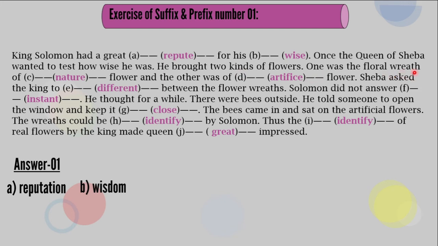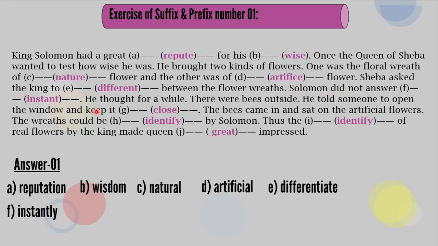One was of natural, right? Flower, and the other was of, that means artificial flower. Sheba asked the king to differentiate between the different, right? The differentiate between the flower and the real. Solomon did not answer instantly. He thought for a while. There were bees outside. He told someone to open the window and keep it closed.